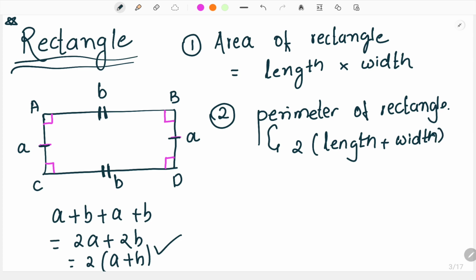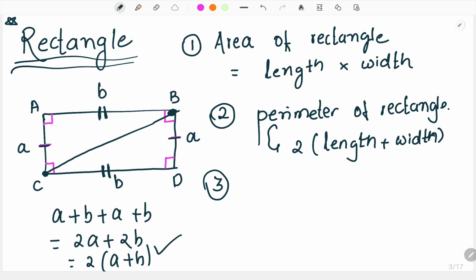Okay, so area of rectangle, perimeter of rectangle. Now, if you want to find the diagonal of the rectangle, what is a diagonal? Diagonal is basically a single stick, imagine a single stick that I have inserted between point C and point B in such a cross way. So this particular stick is the diagonal.